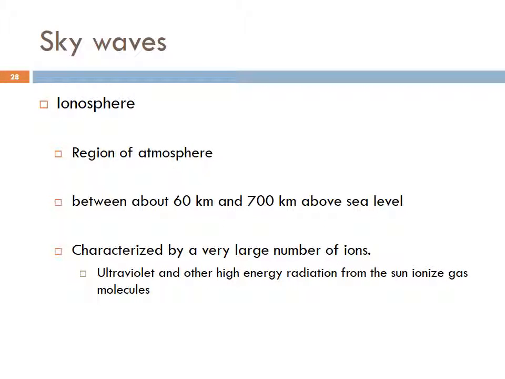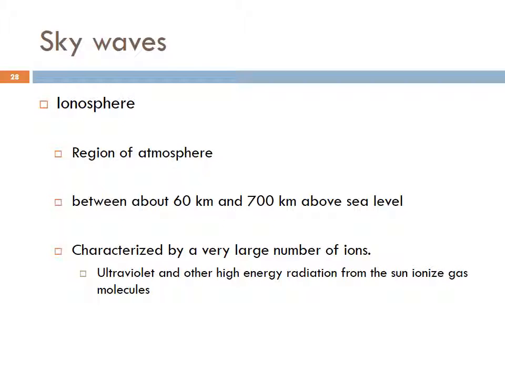The atmosphere consists of a mixture of gases, mainly nitrogen, oxygen, water vapor, argon, and carbon dioxide. The amounts of these gases reduce as you go up through the atmosphere. However, between about 60 km and 700 km above sea level, there is a very distinctive region called the ionosphere, which is characterized by a very large number of ions. These are formed when ultraviolet and other high energy radiation from the sun is able to ionize gas molecules, in other words, to detach electrons, leaving a mixture of positively charged ions and free electrons.